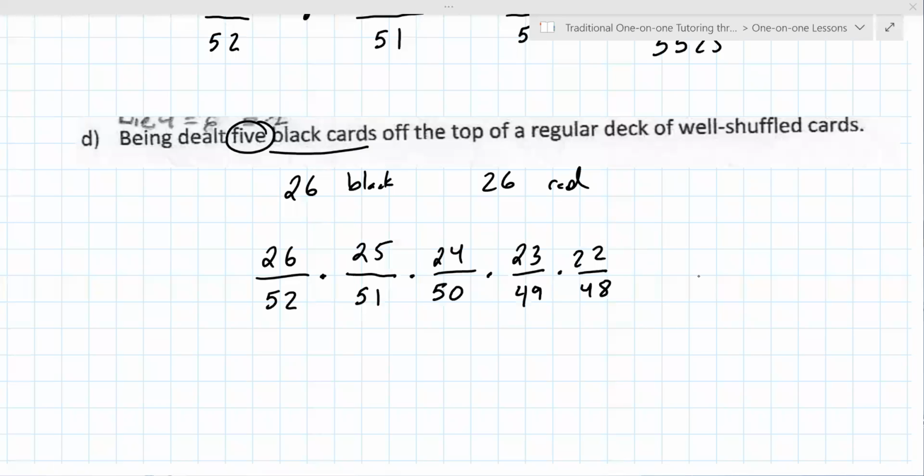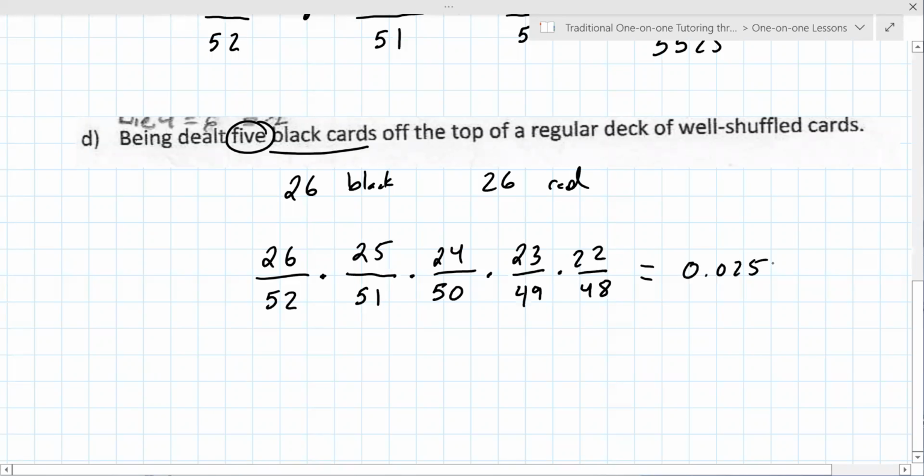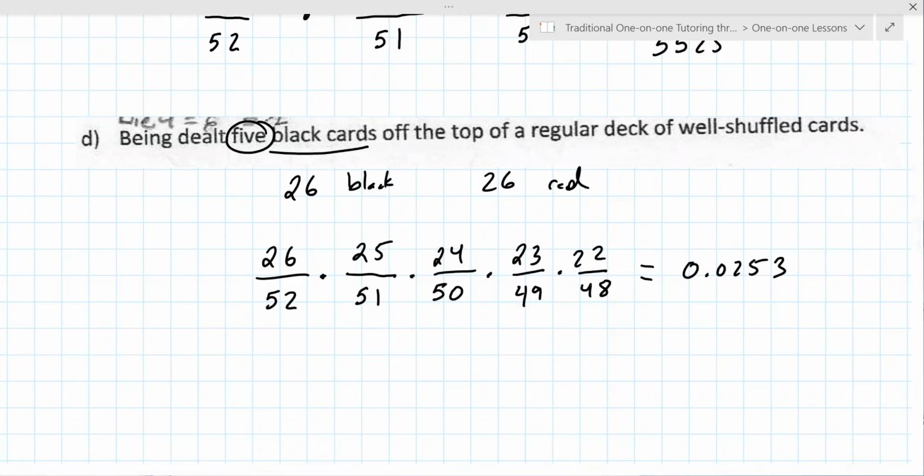But this is actually 0.0253, and I'm just arbitrarily going out to 4 decimal places. If you need to go out more, you can do the calculation. But this is 2.5%. That's pretty low. That doesn't happen very regularly.